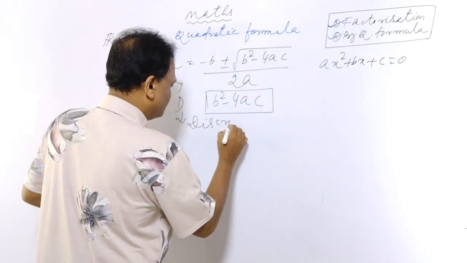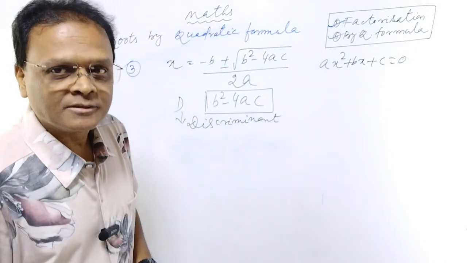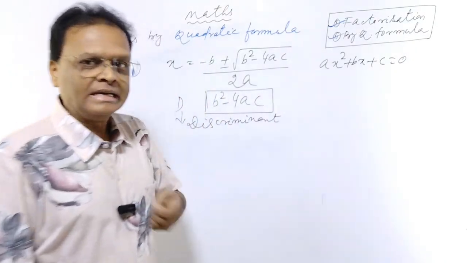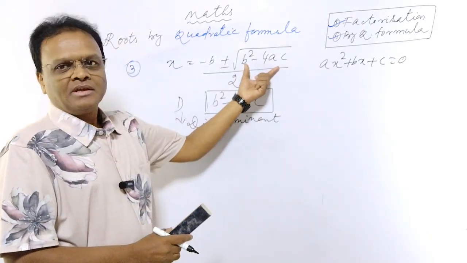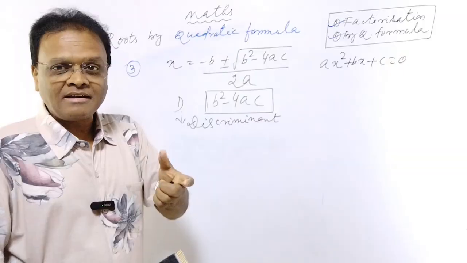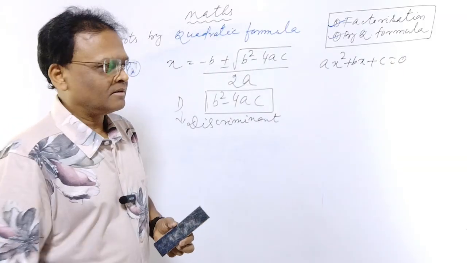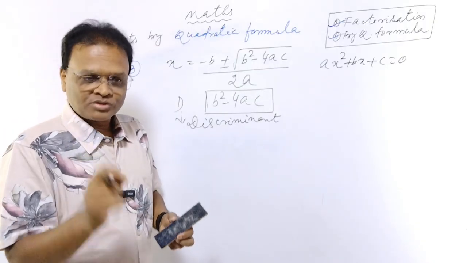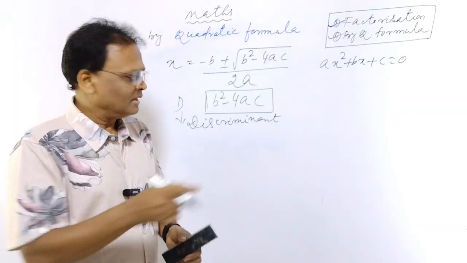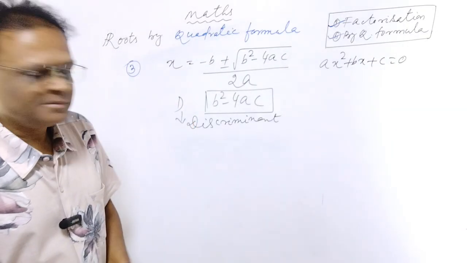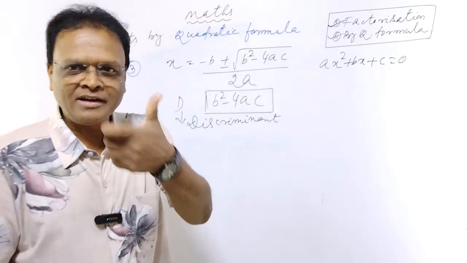What is this D? D stands for discriminant. Anyhow, we'll use the formula. But remember, in this formula, this b square minus 4ac will decide the nature of the roots. What kind of roots are you going to get? Both the roots are equal, or both the roots are different, or whether it is possible to find the roots or not. This formula will decide whether you can find the roots or not.